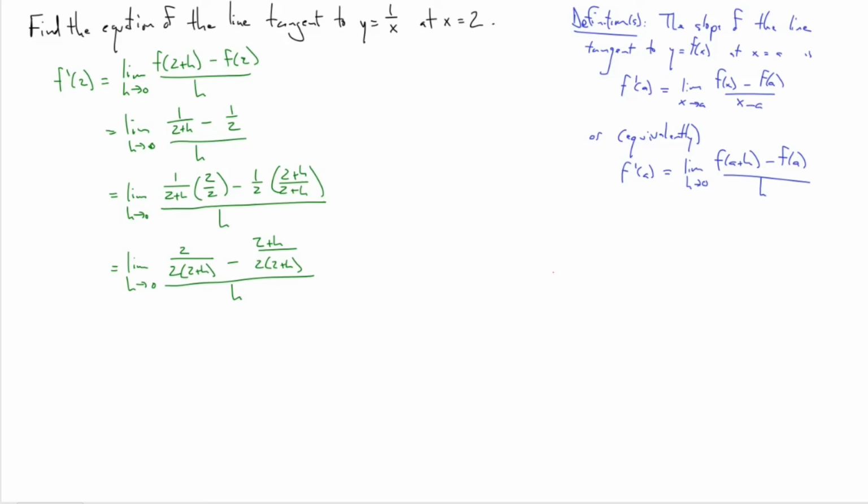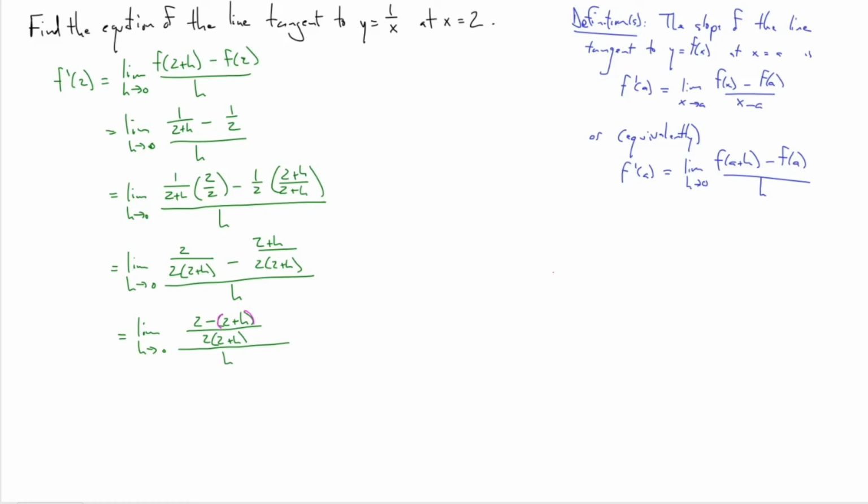Now that we have common denominators, we can combine these fractions. We have to be careful. We're subtracting the second one from the first one, so you have to subtract the entire numerator, that entire 2 plus h, from the first one, which is to say that you absolutely need these parentheses here. In the numerator, we're subtracting all of the 2 plus h from the 2 there.